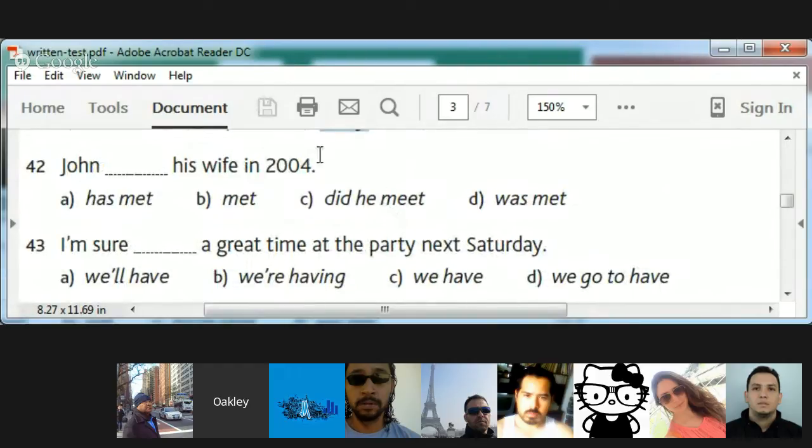Number 40. John met his wife in 2004. Oh, Mustafa. Met, because in 2004 is a limited time. Yes, it has to be simple past because we have a finished action. There's no way we can use has met. If we said since, we could say it, I think, but the result is still available now.